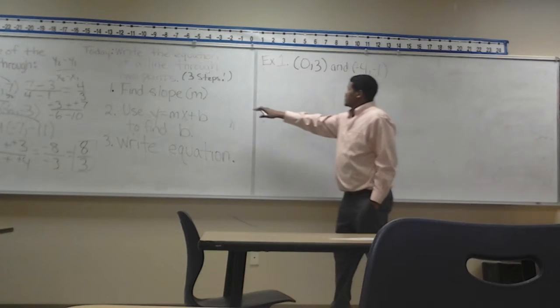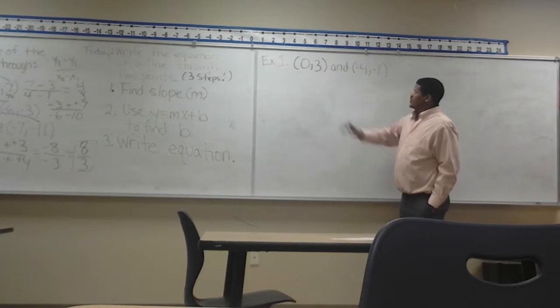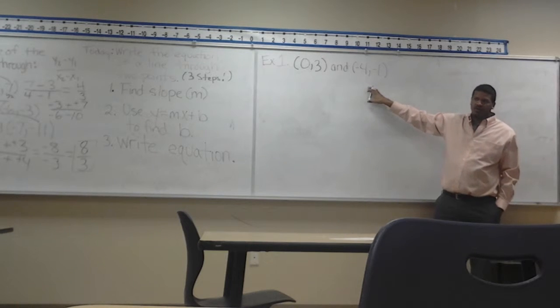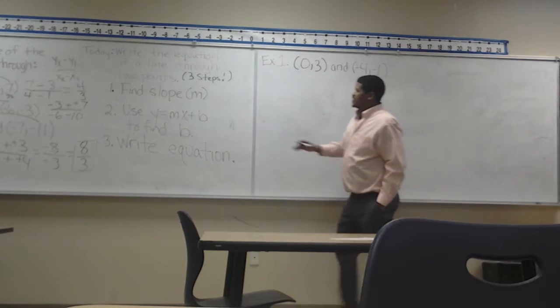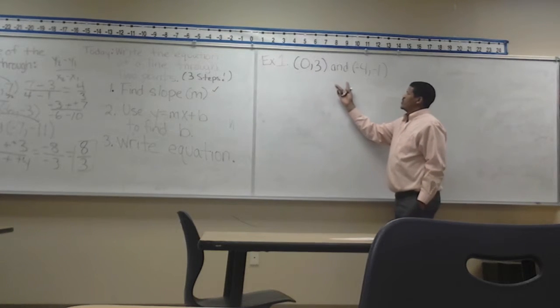First thing first, find the slope. Example one says, we're going to write the equation of a line through (0, 3) and (negative 4, negative 1). Well, our first step here is to find the slope. So if you're ready, go ahead and find the slope in those two points.